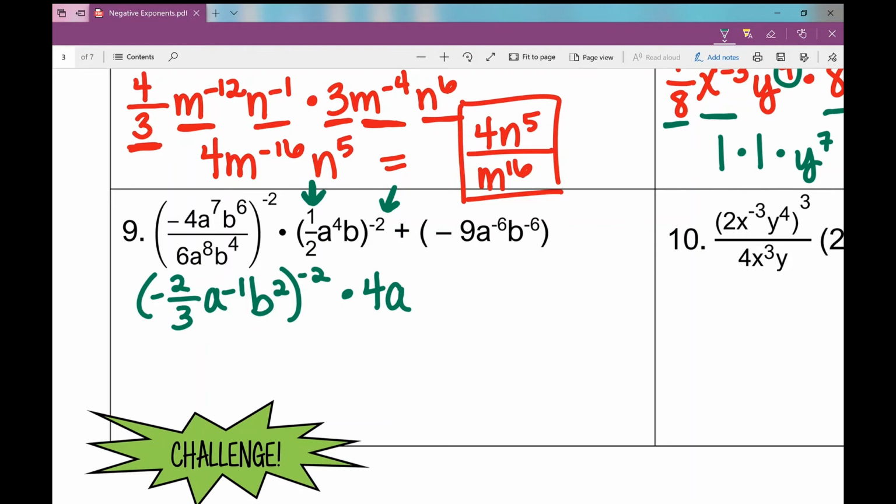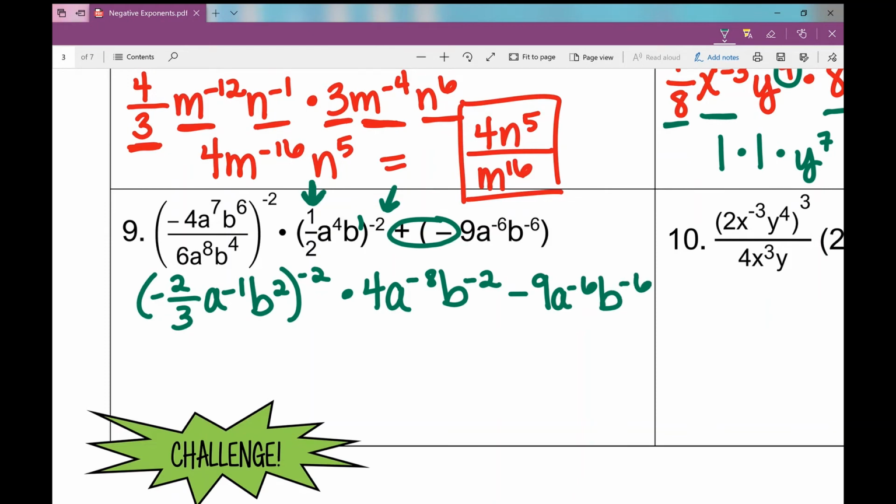Times a to the power of, apply your power rule, 4 times negative 2 is negative 8. B to the power of, can I put a 1 there? Sure. 1 times negative 2 is negative 2. Whew, lots going on, and let's go ahead and simplify this. Plus a negative is the same thing as minus 9, a to the power of negative 6, b to the power of negative 6.